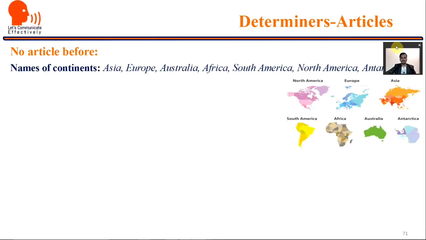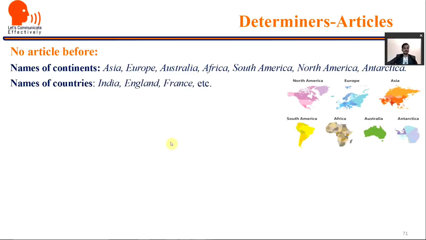Look at the examples now. These are the names of continents in front of which no article comes. Names of continents like Asia, Europe, Australia, Africa, South Africa, North America, Antarctica. So these are the continents, and we should not use any article: Asia, not an Asia; Europe, not an Europe or the Europe. They are independent.